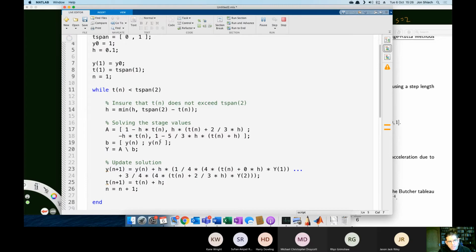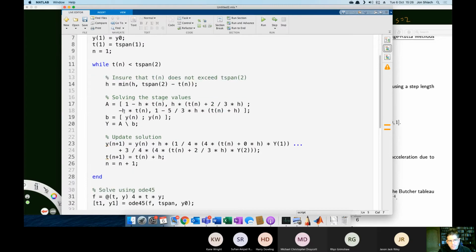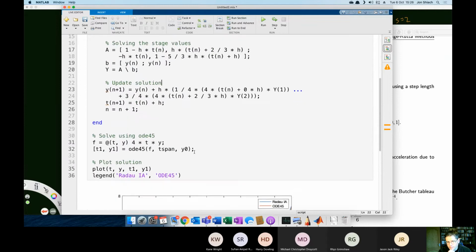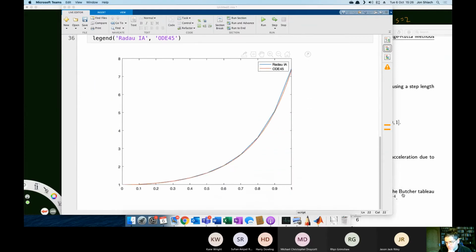Obviously implicit Runge-Kutta methods are more expensive to calculate because this calculation here is quite an expensive calculation, as opposed to explicit methods, which just need a straightforward function evaluation. Right. Are there any questions regarding that sort of solution method?